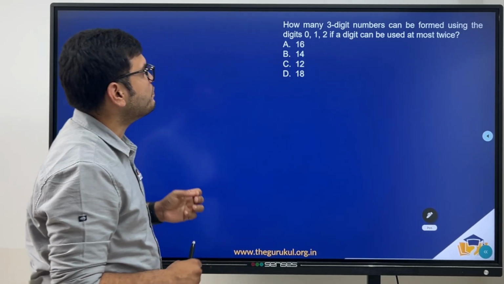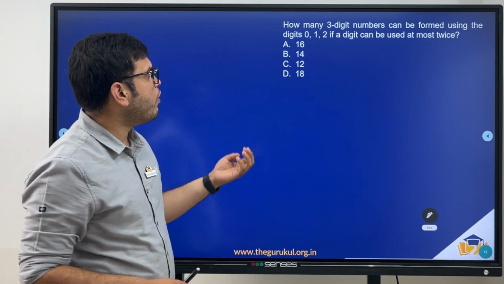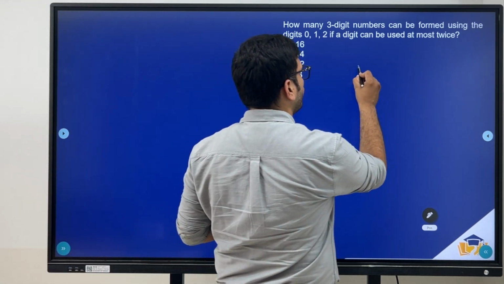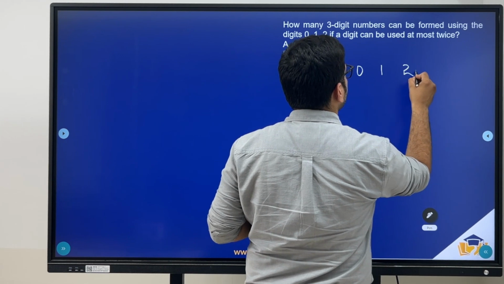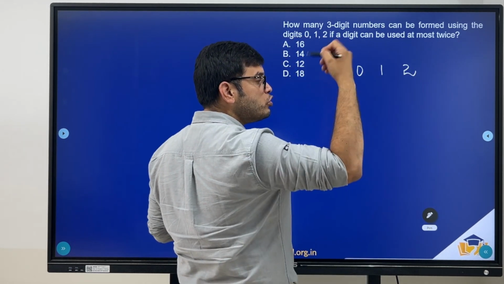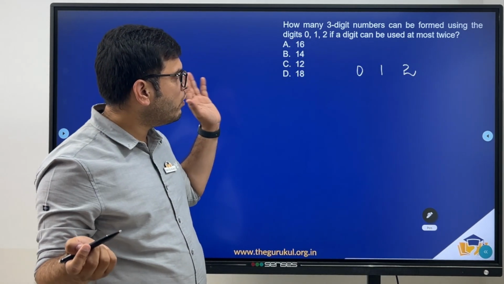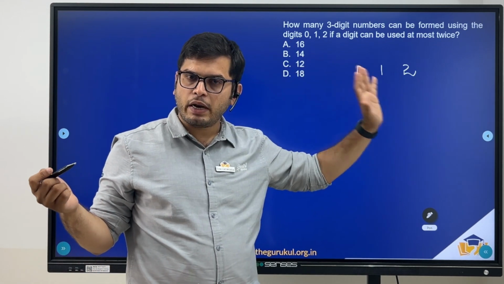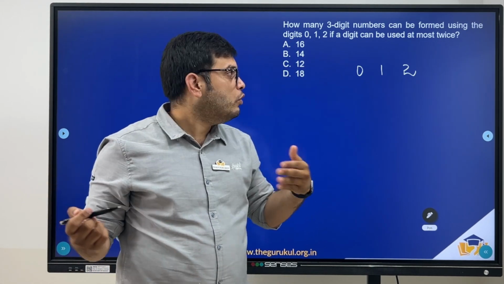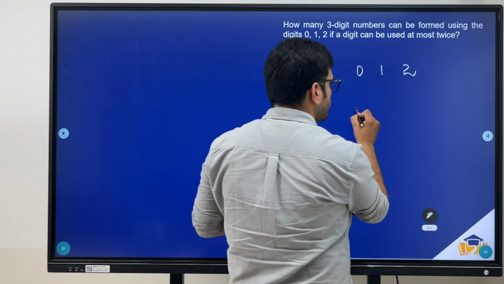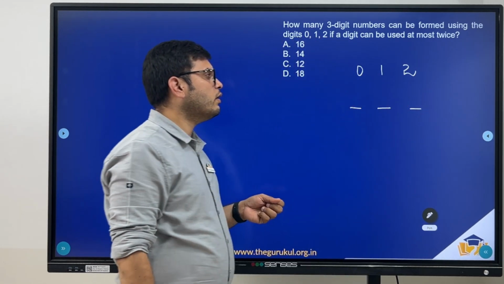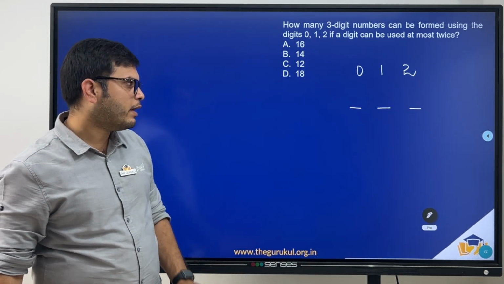Now coming to the third question. How many three-digit numbers can be formed using the digits 0, 1, 2 if a digit can be used at most twice? So you cannot have the same digit used thrice, but you can have the same digit used twice. So first, let's find the total number of three-digit numbers that can be formed.